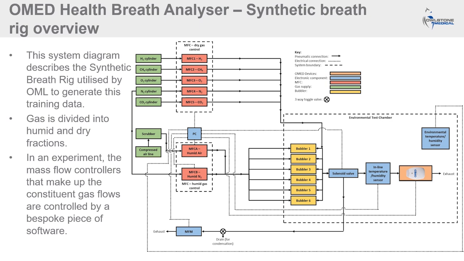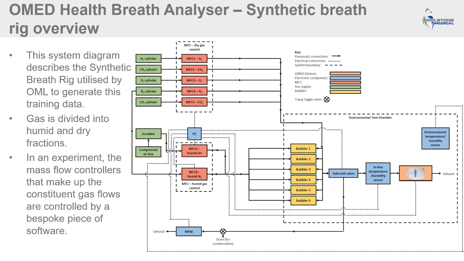which is summarized in this detailed system diagram. A series of parallel thermodynamic mass flow controllers are set to each deliver a different constituent gas, be it nitrogen, oxygen, carbon dioxide, hydrogen, or methane. These gases are split into a humid fraction and a dry fraction. The humid gas section is humidified by passing this gas through a set of Drechsel bottles, and it mixes with the dry air fraction after this.